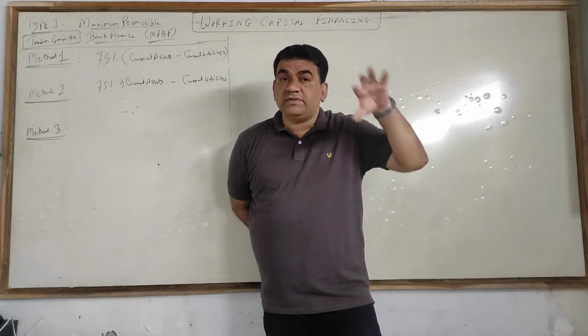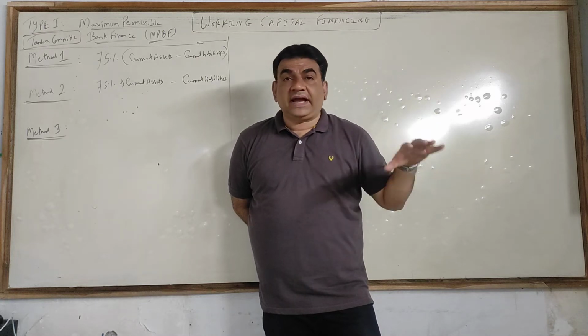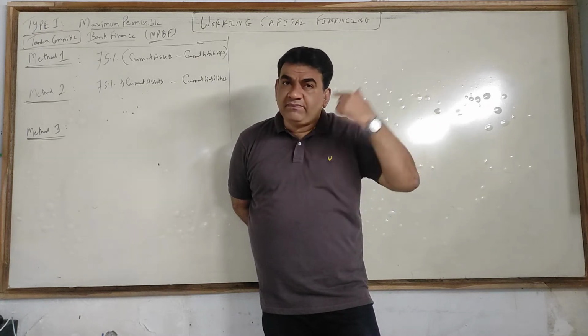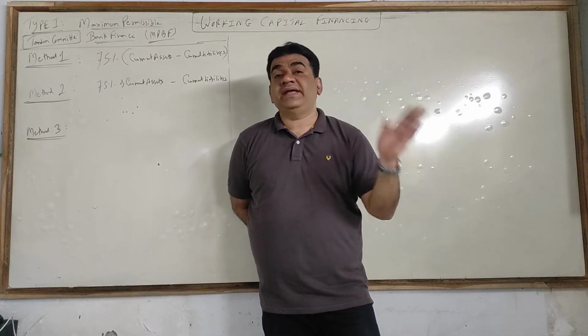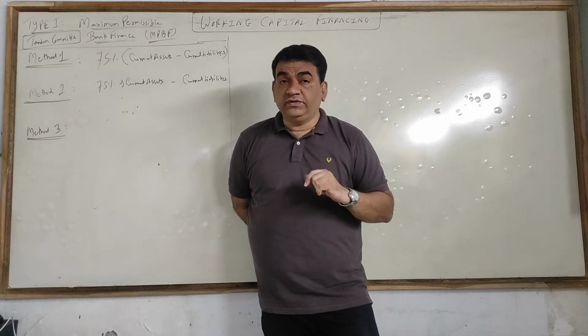Now, once my permanent working capital is done, I don't need finance for it. That money will keep on rotating in the business. So I have to make arrangement for the remaining part. So what do you have to do?